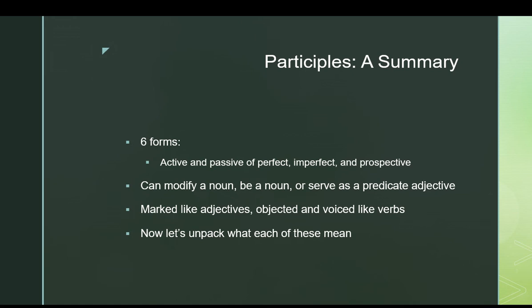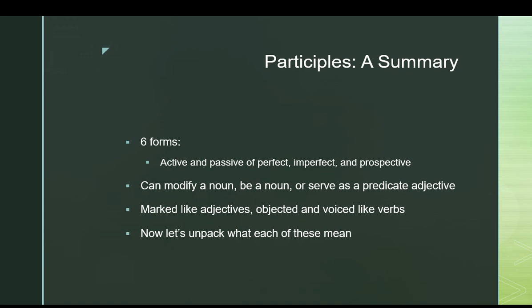The perfect is effectively a past tense, referring to completed action. The imperfect is a present tense, ongoing action. And the prospective is, much like the regular prospective, a wish or exhortation for the future. Not necessarily that something will happen as a prediction, but a hope that something is going to happen.